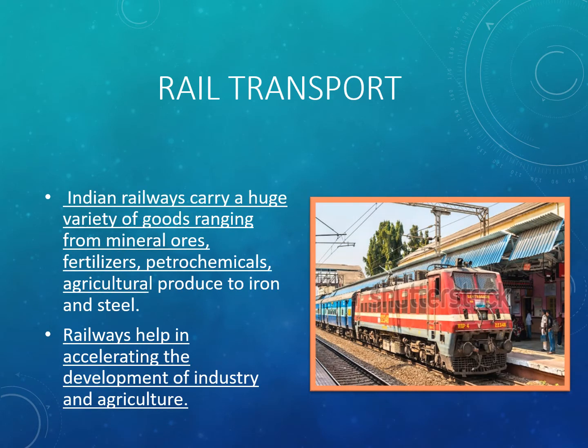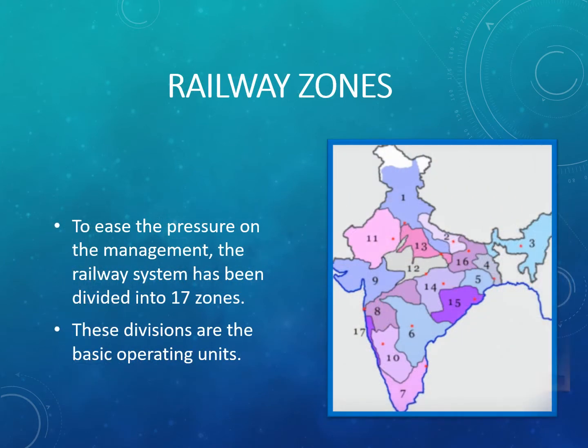Indian Railways carries a huge variety of goods ranging from mineral ores, fertilizers, petrochemicals, agricultural produce to iron and steel. Ports and major urban areas have their own freight lines. Thus, railways help in accelerating the development of industry and agriculture. The growth of Indian Railways in the past 150 years has been phenomenal.